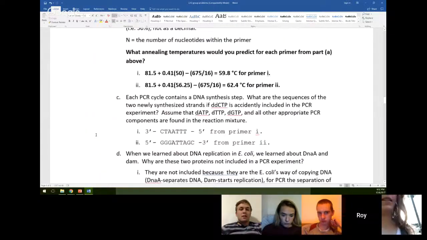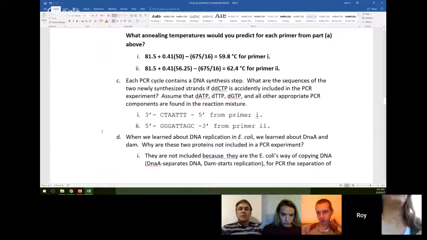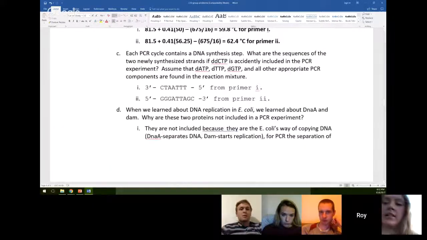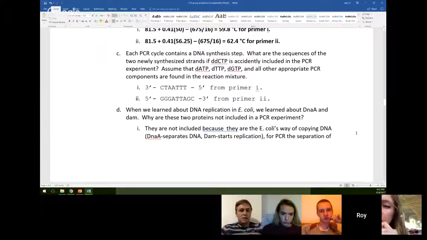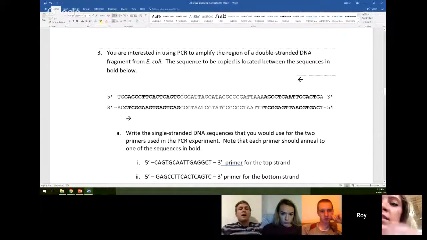And then the next one, it's talking about what are the sequences of the 2 newly synthesized strands if ddCTP is accidentally included in the PCR experiment. Assume that dATP and dTTP and dGTP and all the other appropriate PCR components are found in the reaction mixture. So what happens is, if ddCTP is included, we're going to go down the strand we are copying, right? Copy, yeah. And once we get to a C, it's going to stop.